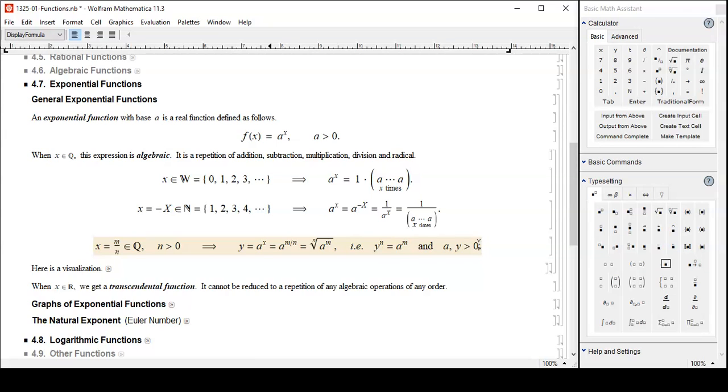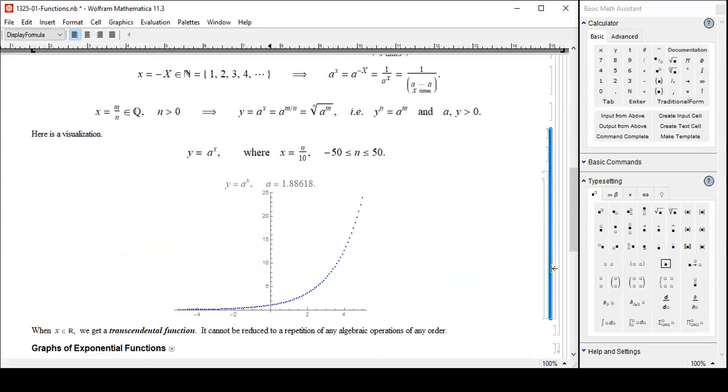Alright, so we have the rational power, and we have this kind of visualization. Of course, I did not plot all the rational numbers here, only selected rational numbers. Here, a is negative 1.88618. It's kind of randomized. And then plotted from negative 5 to positive 5, with the numerator between negative 50 and positive 50. So we have 101 points here, including 0.